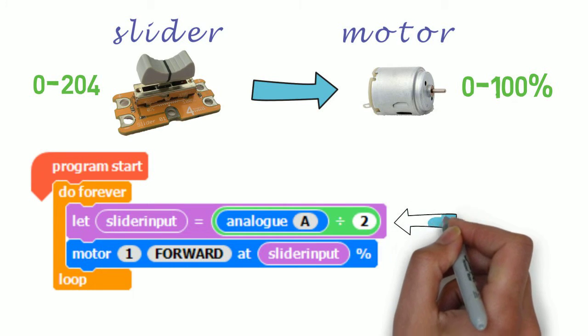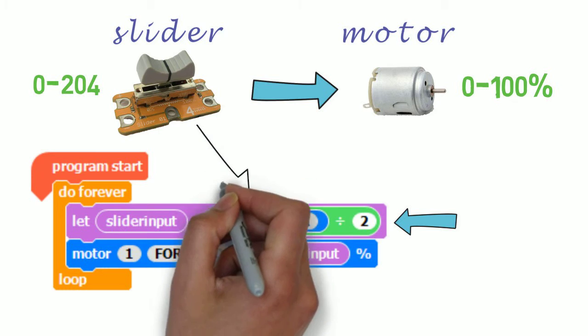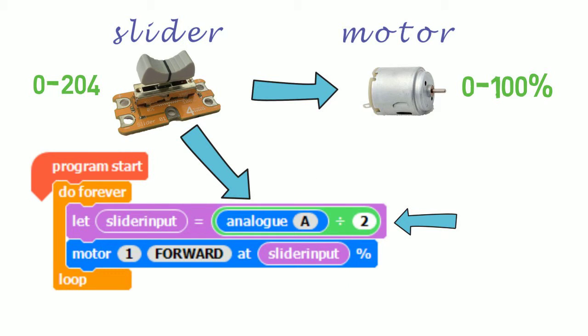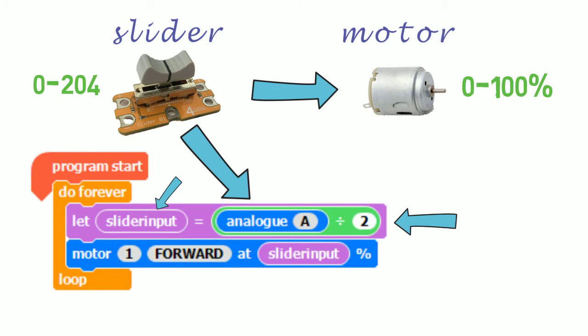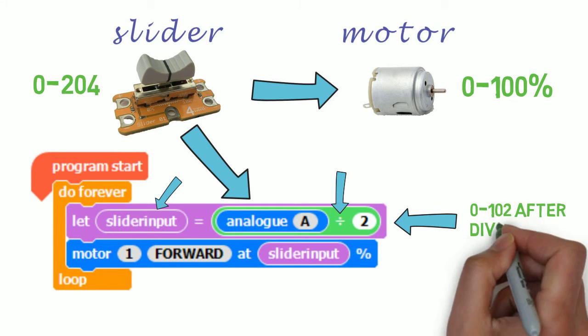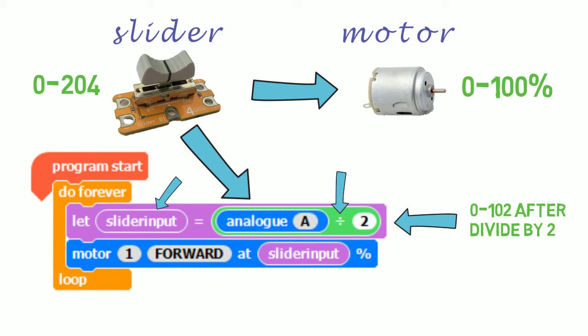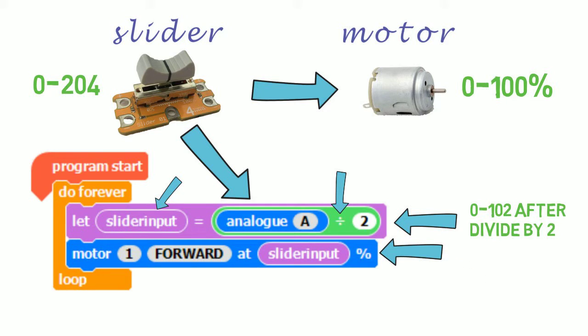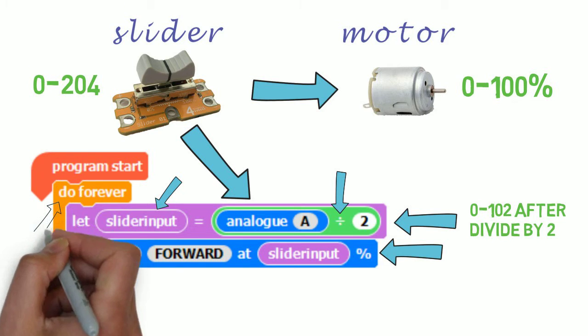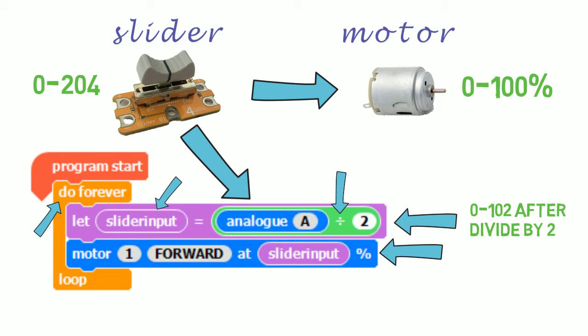This line here in the program collects a reading from the slider that is plugged into analog port A and puts it in a variable called slider input. It divides it by 2 to create a range between 0 and 102 so that the value is closer to the 0 to 100% that the motor uses. The next line uses the value inside slider input to see how much power the motor is going to use. The program is wrapped within a forever loop so that the slider input variable will be constantly updated by the slider, which will update the amount of power.